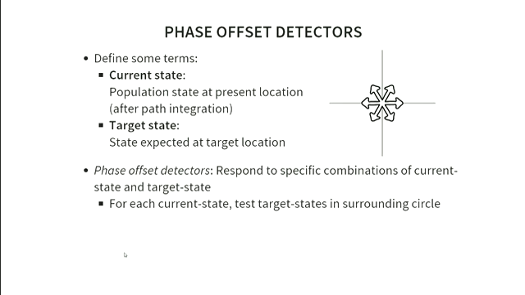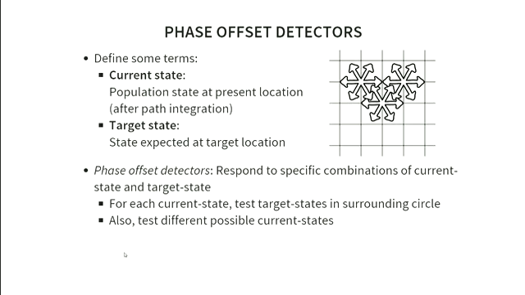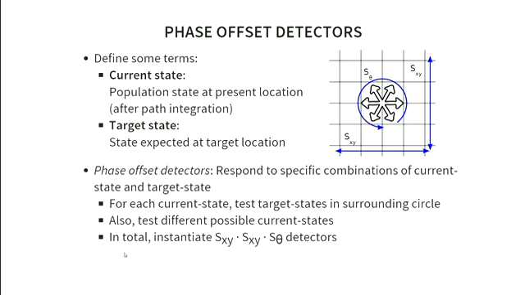But now we assume that the current location of the animal is represented by activity in the center of the network. It might instead be represented by activity somewhere else, for example in the top right corner. So we need to instantiate a similar set of phase offset detectors for that location. And there are many different possible current states. So we need to pick all possible current state locations from a rectangular grid. And for each of these, we pick possible target states in a circle around them. And for each of these combinations of current state and target state, we create a phase offset detector to specifically recognize that situation. And this can then be adjusted by some parameters we have in the system.